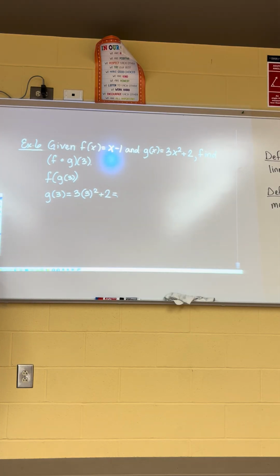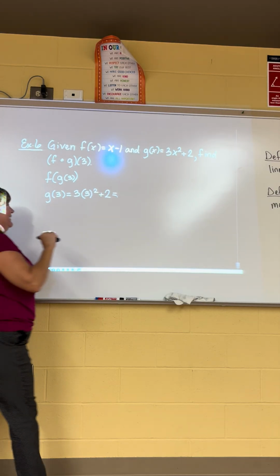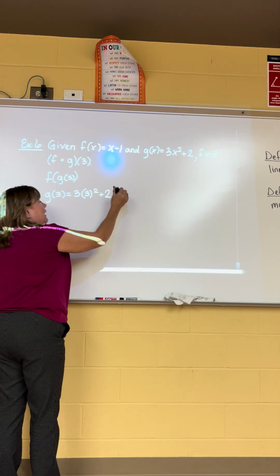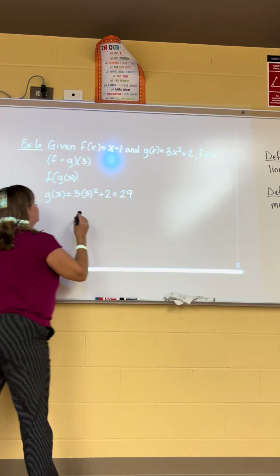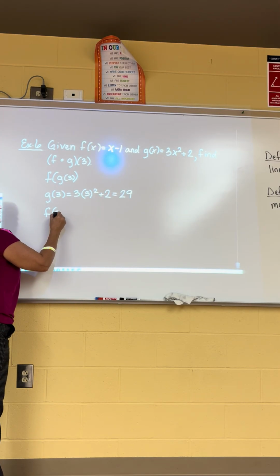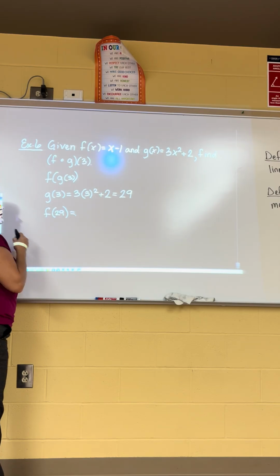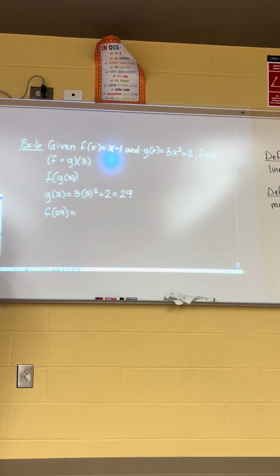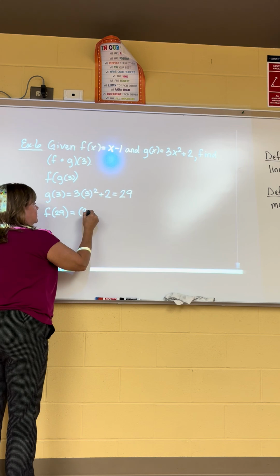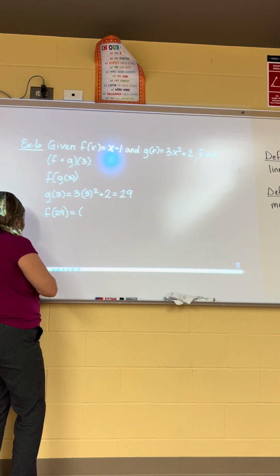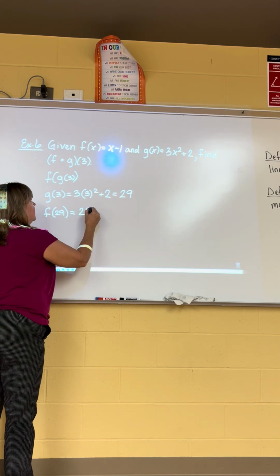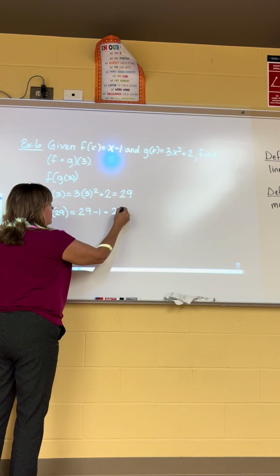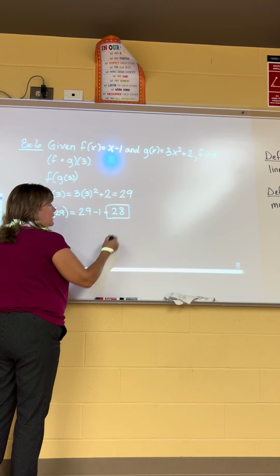I'm going to do it two ways, and then you can pick which way you like better. Okay, so this is 29. Then I have to do f of 29. And I get 29 minus 1. I get 28.